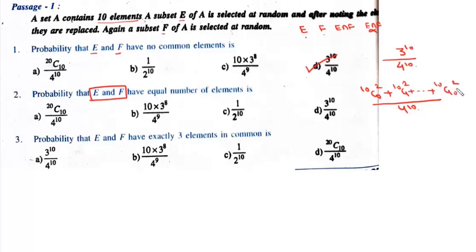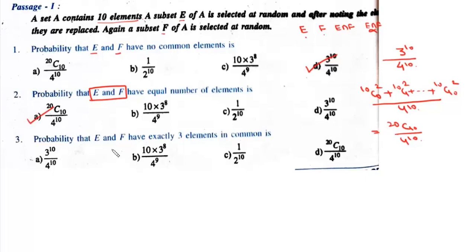Now we know that NC0 square plus NC1 square up to NCN square is given by 2NCN. So it will be 20C10 upon 4 to the power 10. And that's your option A.